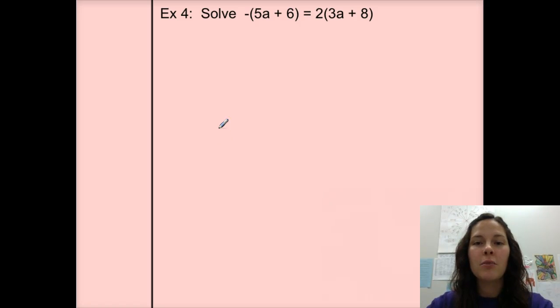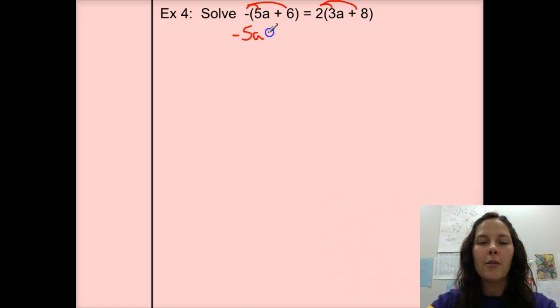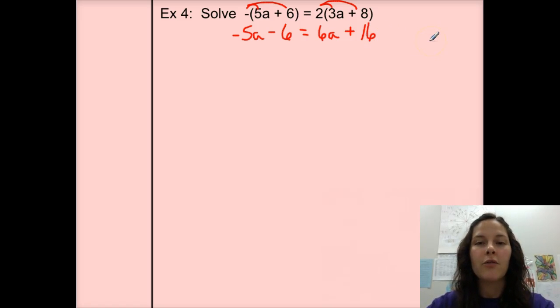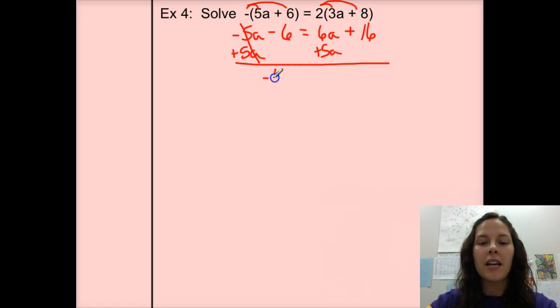My next example, I have distributive property on both sides. On the left side, I'm going to distribute my negative sign, and on the right side, I'm going to distribute my 2. So the left side becomes -5a minus 6, and the right side becomes 6a plus 16. Getting my variables together by looking for the term with the smaller coefficient, I'm going to add 5a to both sides. So on the left-hand side it cancels, leaving me with a negative 6 because I'm not going to lose my negative sign. 6a plus 5a is 11a, bringing down my plus 16.